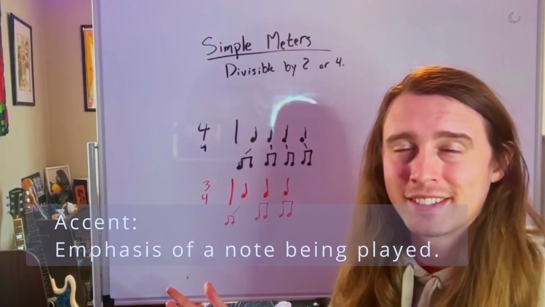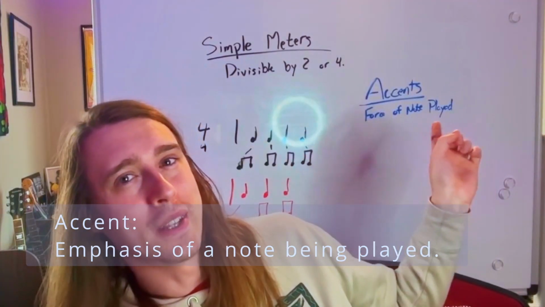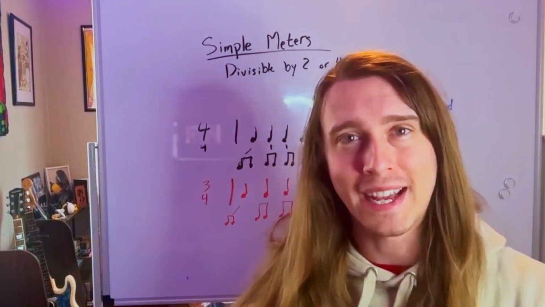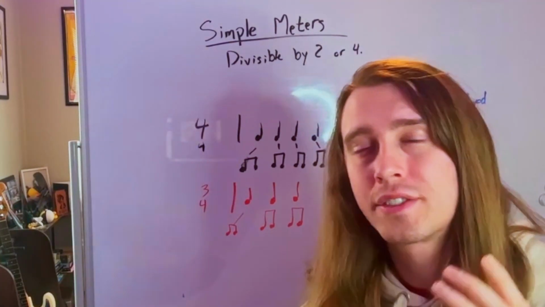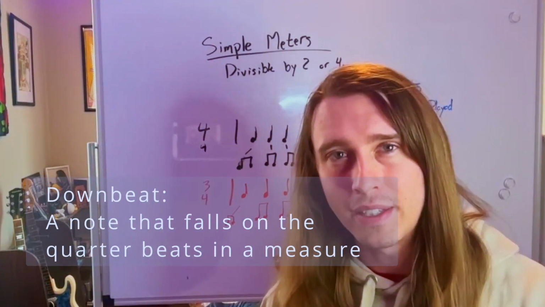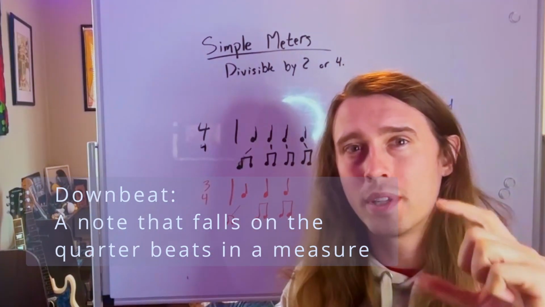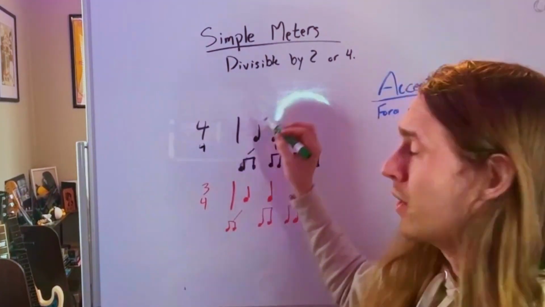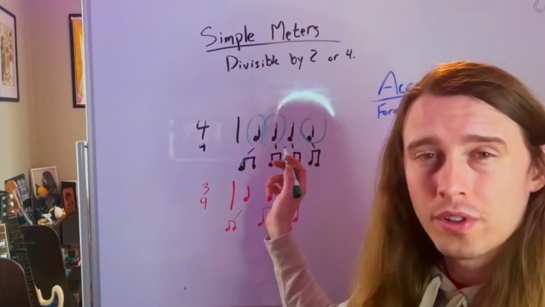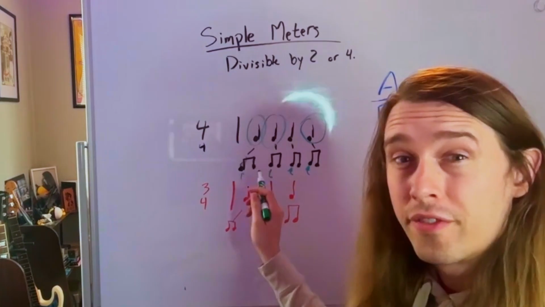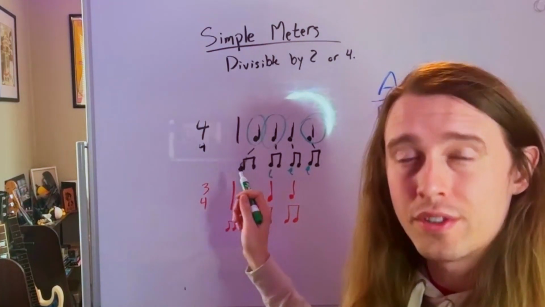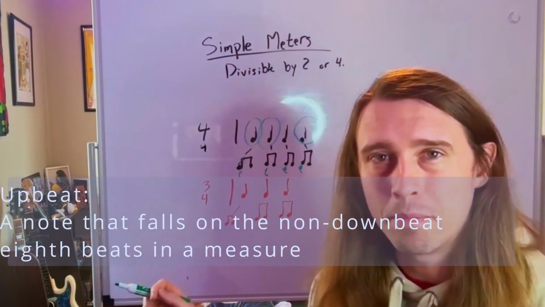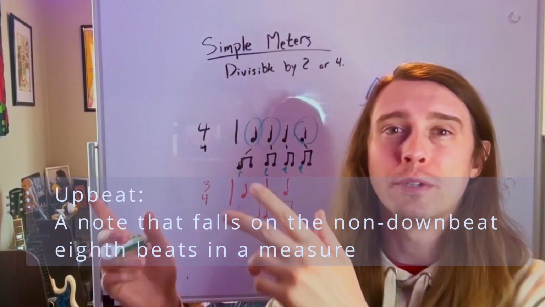But what about accents? Accents are the force of the notes being played. So by playing some notes stronger or louder than others, they have more of an accent. Now normally, accents fall on what's called a downbeat. And a downbeat is a moment in a measure that falls on a beat. In the case of 4/4, each one of these quarter notes is a downbeat. Therefore, the first eighth note in each of these is also going to fall on a downbeat. But what about the second?